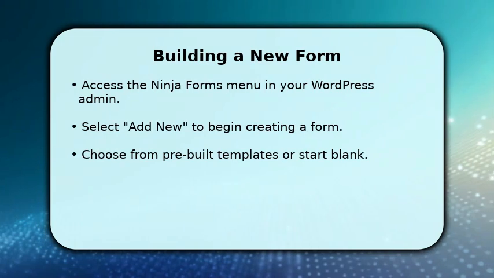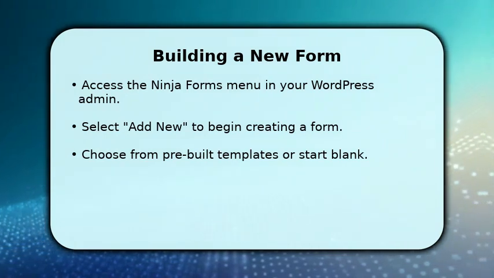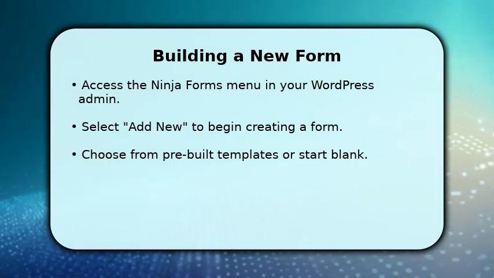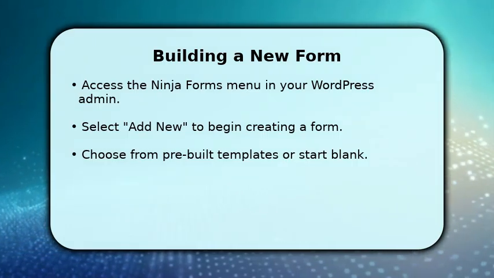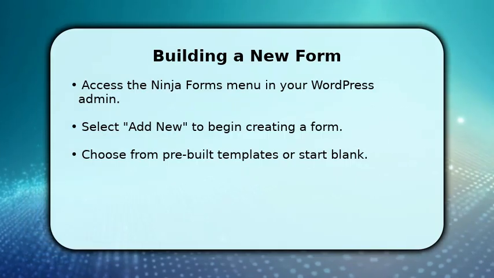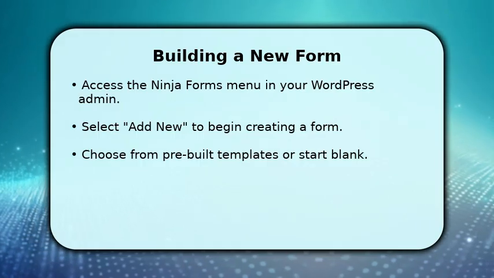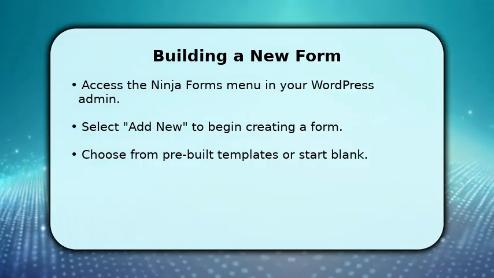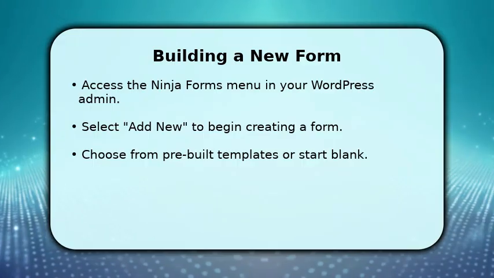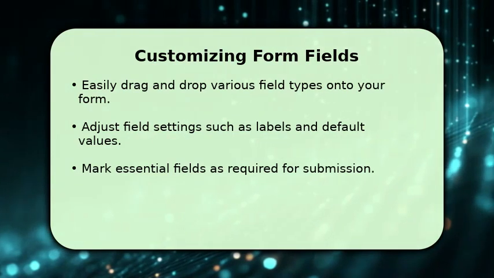Now that the plugin is active, let's create your very first form. Head over to the Ninja Forms menu in your WordPress admin area. You'll see an option to add new. Clicking this will open up the form builder. You can pick from several helpful pre-built templates, like a contact form or a newsletter sign-up, or simply start with a completely blank canvas to build from scratch. It's super flexible.